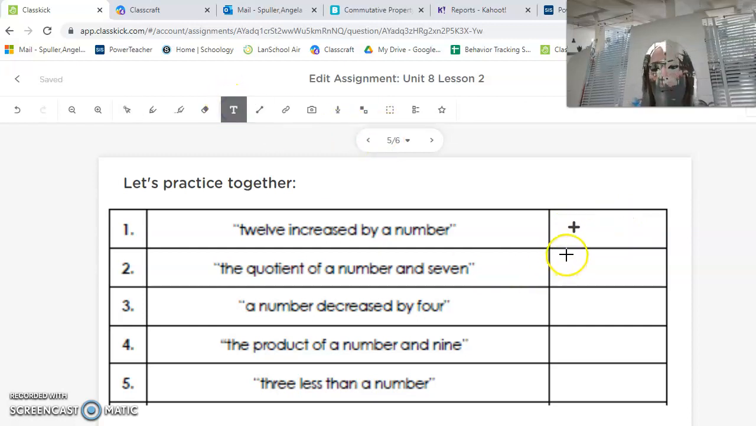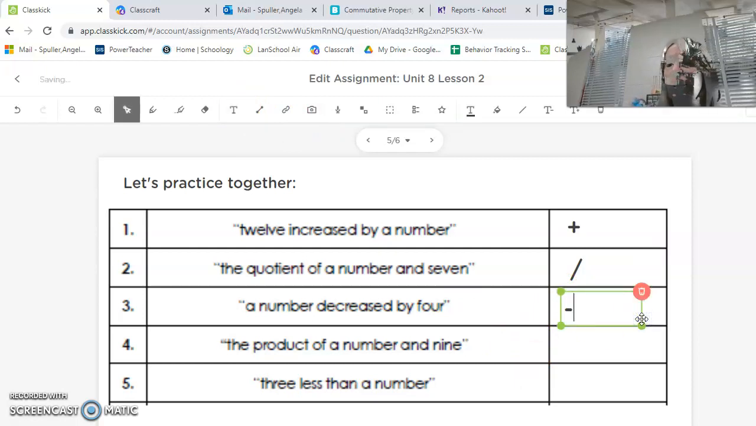Okay? The quotient of a number and 7. Quotient means the answer to division, so we're dividing. A number decreased by 4. Decrease means it's getting less, so we're going to minus.